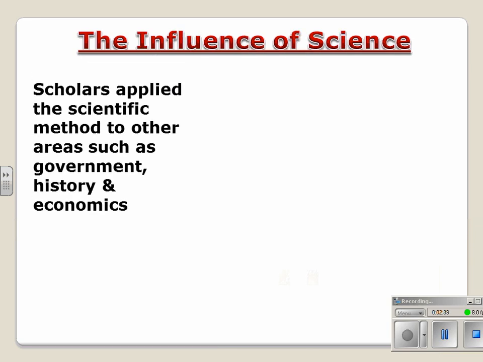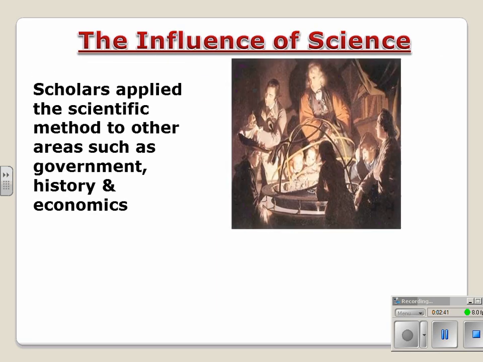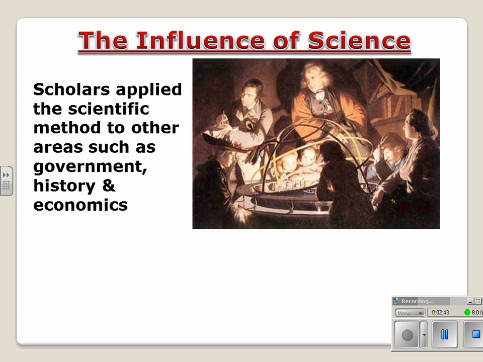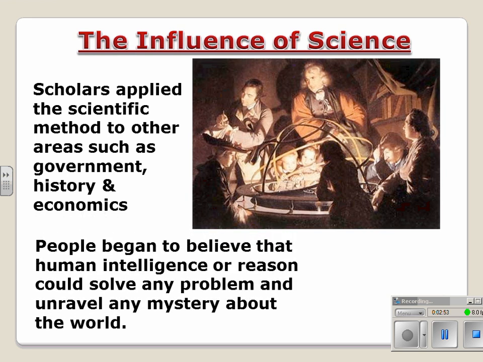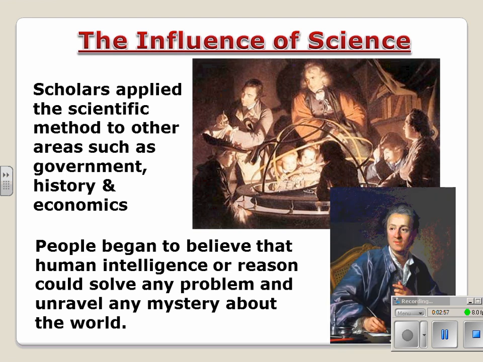As scholars began to apply the scientific method to other areas of the natural world, they began applying scientific theories to government and history and economics. It was really neat. They took a scientific approach to these social sciences. And very simply, people believed that human reason and human intellect could solve any problem or unravel any mystery about the world. And that was new.